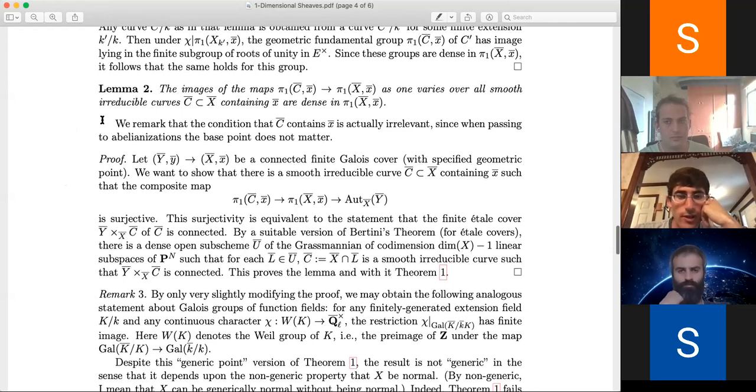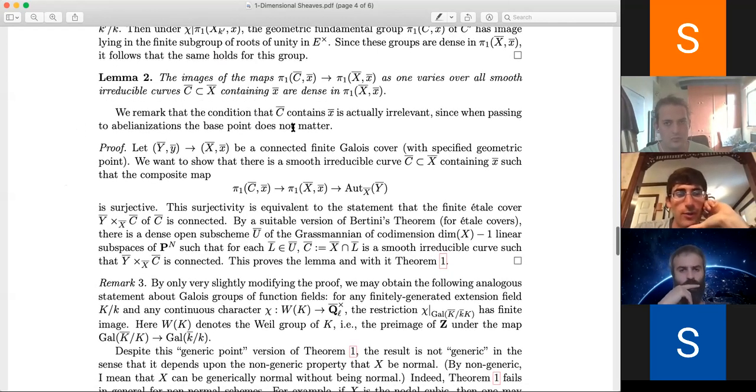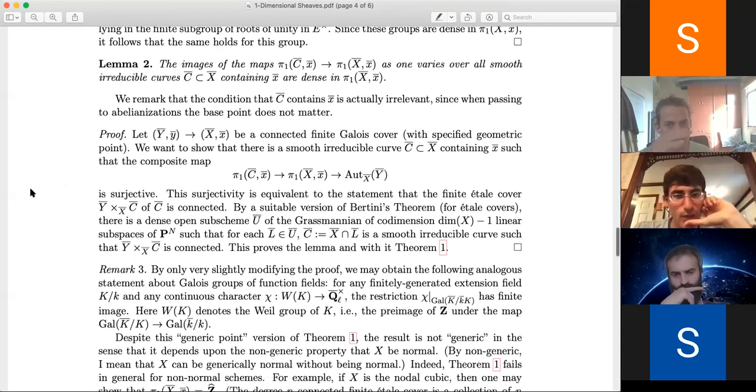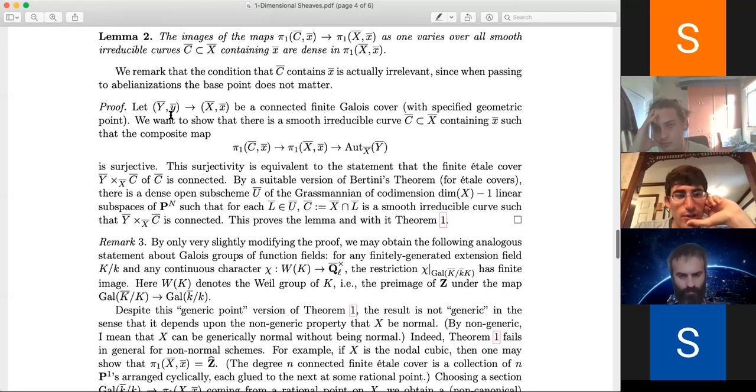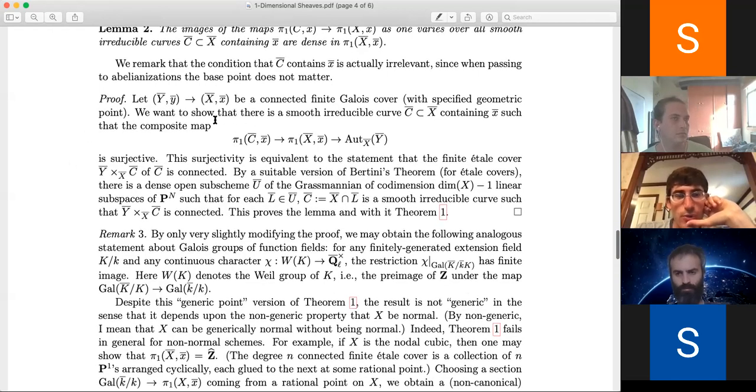Okay, so let me go to this lemma. Yeah, and I just have this little remark. The condition that C bar contains x bar is irrelevant because you're taking characters, and when you pass to the abelianizations, base points become irrelevant, but whatever. Okay, so why is this true? So the point is, if I have a connected finite Galois cover with a fixed specified geometric point, then you want to show there's a smooth irreducible curve C bar inside of X bar containing little x bar, such that this composite map is surjective. So you have pi1, it surjects onto the automorphisms of y bar. That's what I want to show.